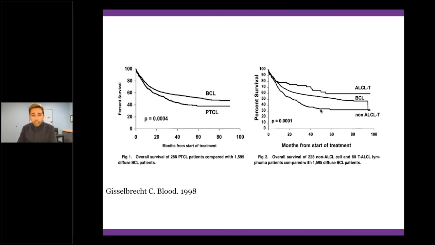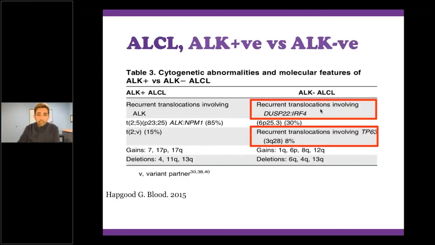And our learning just did not stop there. We then started noticing that patients who had ALCL ALK negative also had some subgrouping. For example, the patients with ALCL ALK negative had recurrent translocation of this gene called DUSP22, as well as TP63.